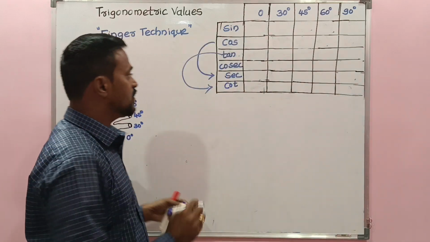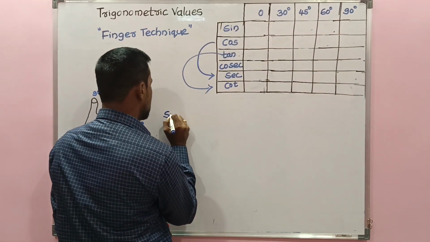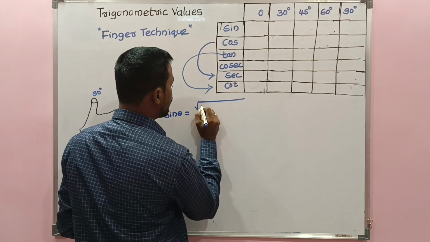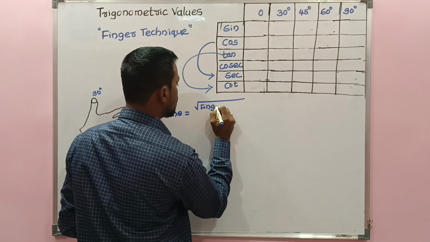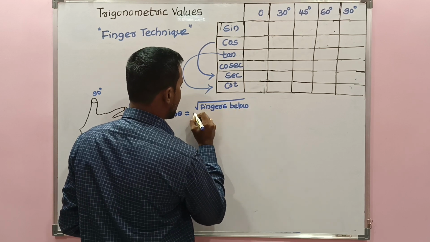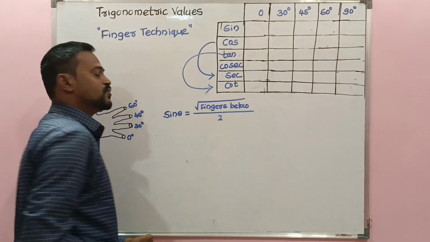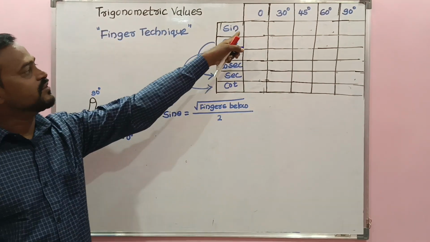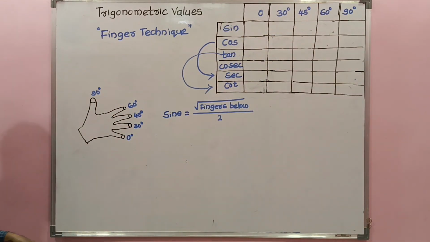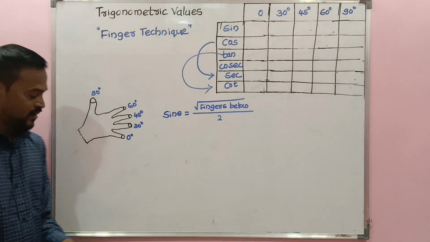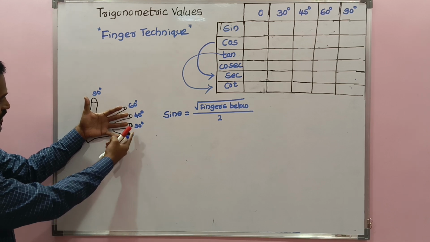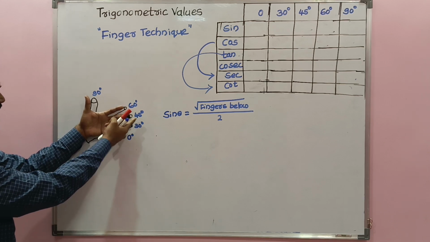Sine. Now, for sine, you need to remember this: the under root of the fingers below, divided by 2. So if you remember this, easily you can find the trigonometric values for all these angles. For instance, this tells you the 0 degree and this is 30 degree, 45 degree and so on.